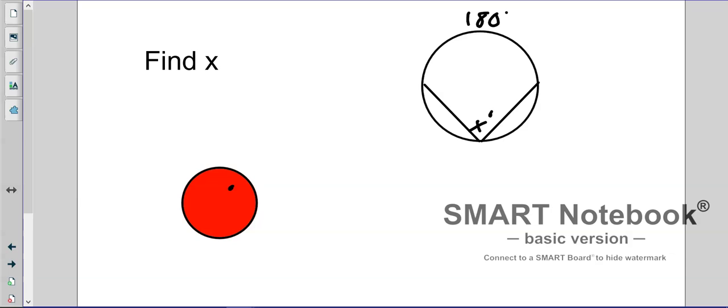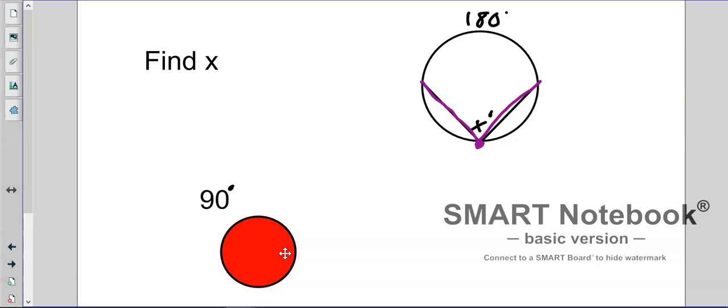Find x. All right, so remember, when you have a situation where you have an inscribed angle, it has its vertex on the circle right there. It's a 2-to-1 situation. So the angle is half the measure of the arc formed by the angle.